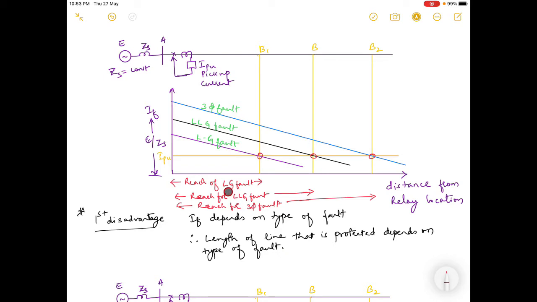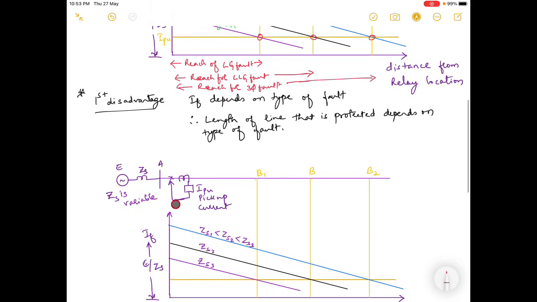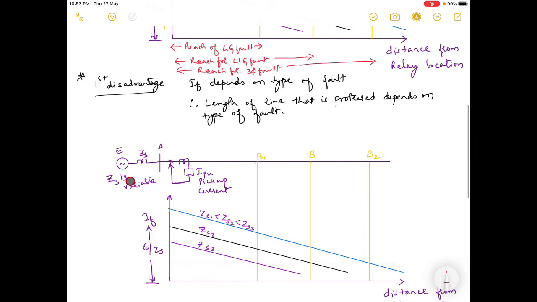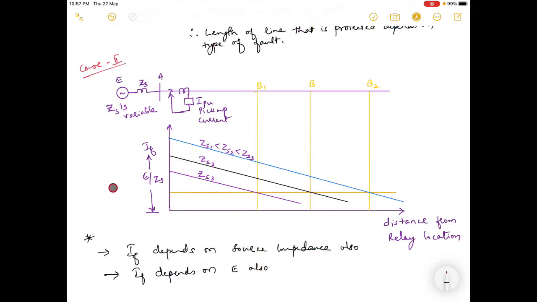That is not possible with the overcurrent relay. So that is the drawback of the overcurrent relay. Yes, I hope you got it. So next case, here instead of ZS constant, it can be variable also. Now we shall take case 2, the second case, where ZS is variable.